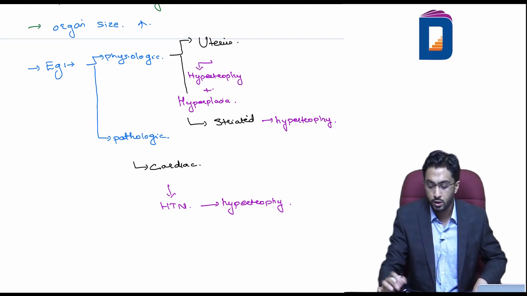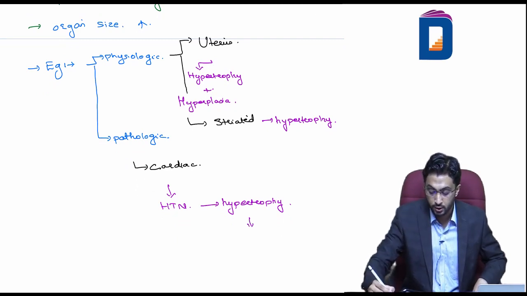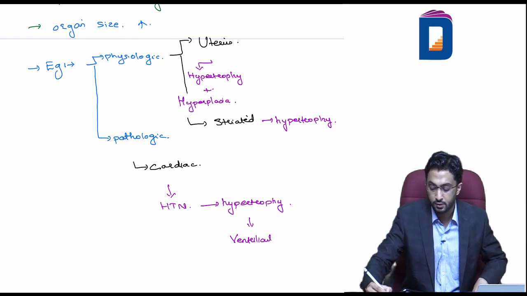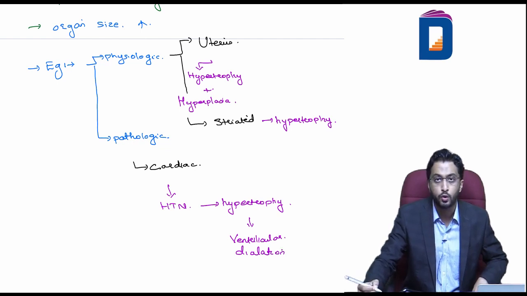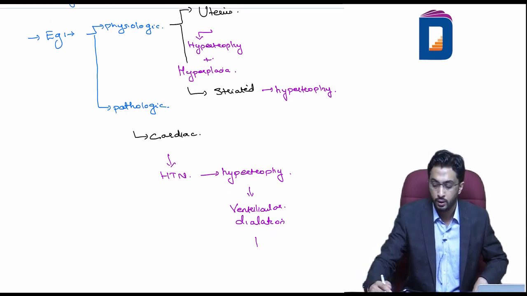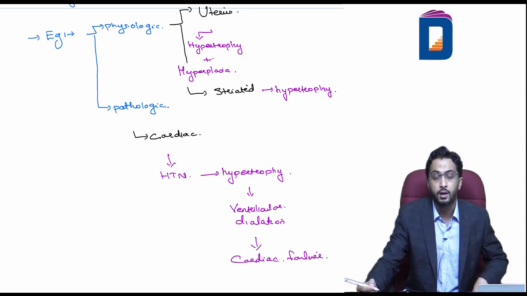What we call it in physiology or in medicine is ventricular dilatation. Ventricular hypertrophy and ventricular dilatation. But if this stimulus continues, if the hypertension is not controlled, the patient can finally end up with cardiac failure. It can finally lead to what is known as cardiac failure.